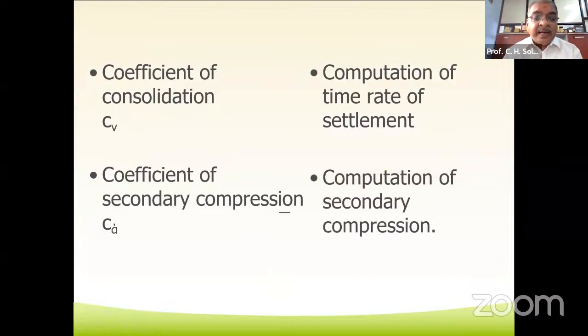And the parameter shown here is the coefficient of consolidation. This parameter is used to know the time rate of settlement. How long will it take? It can be determined on the basis of the Cv. In the textbook of geotechnical engineering, you might have studied the two methods of finding out the Cv. One is the square root time fitting method, and the second is the log time fitting method.